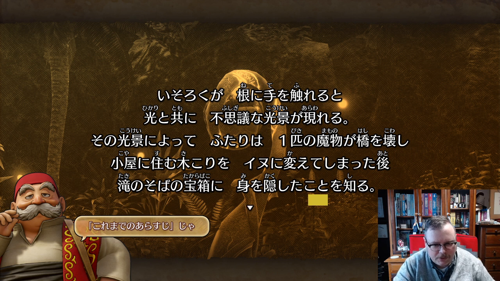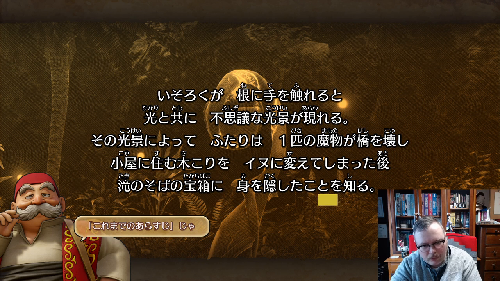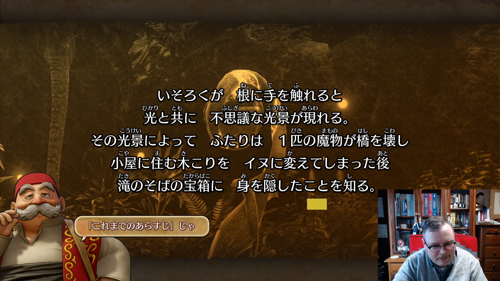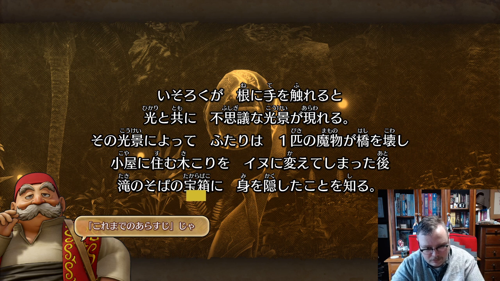It doesn't really have much of a meaning. It's just to go forward, because then they use a direct object marker here, o. So they have to make this mio kakushita, this verb phrase, into a noun in order to use a direct object marker next to it. That's just how the grammar works. So mio kakushita koto is the idea that he hid himself in the treasure chest next to the waterfall.